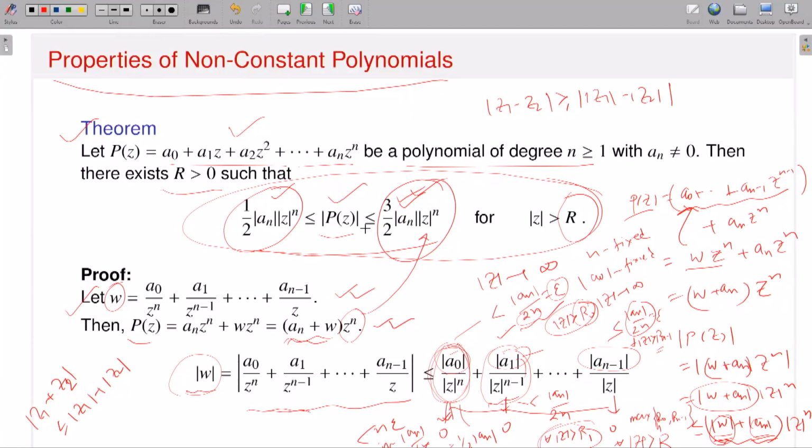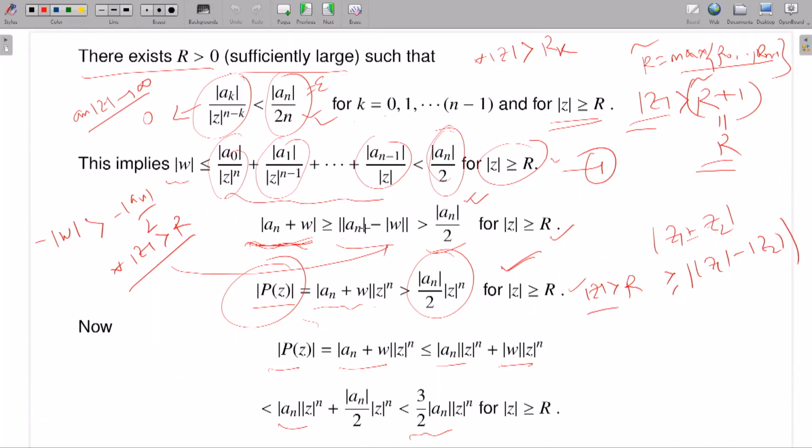So if I have a polynomial of degree n, that means a_n is non-zero, then I will have the existence of a number r. If mod z is strictly greater than r, then I will have the upper bound and lower bound of modulus of p(z) in terms of the coefficient mod a_n and mod z to the power n. Now you will see that this will help us to conclude the proof of the fundamental theorem.